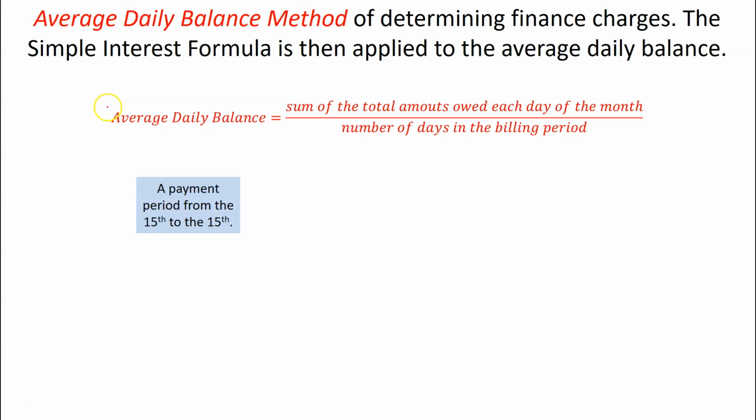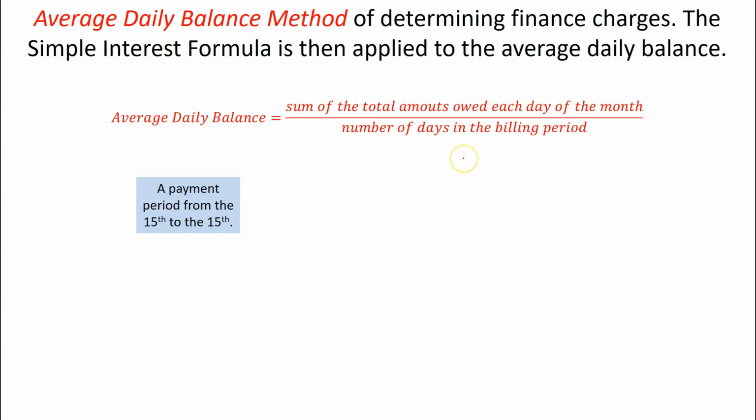The hard part, the part that takes effort, is figuring out this average daily balance. So you have to add up how much was in the account every day of the month, which means if you bought or sold things, that amount's going to change. And then of course divide by the number of days in that month.